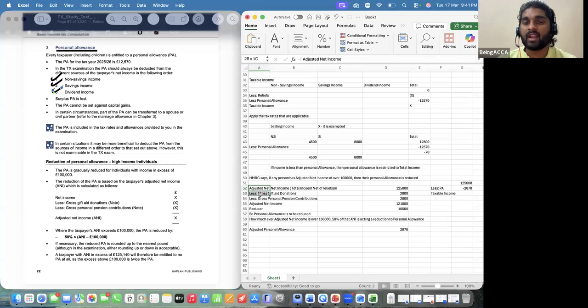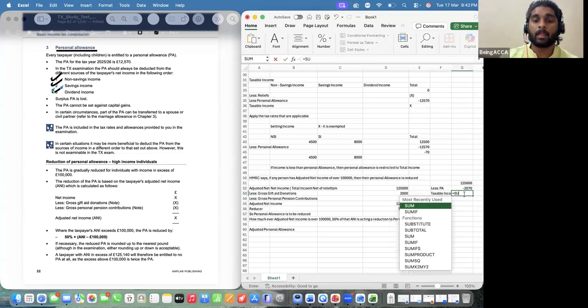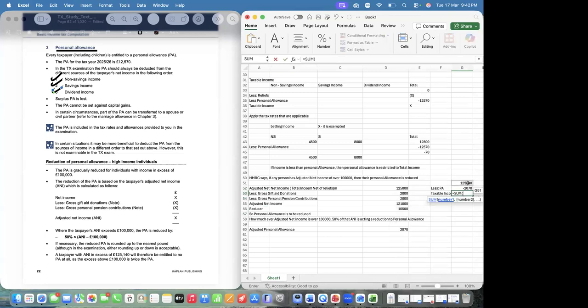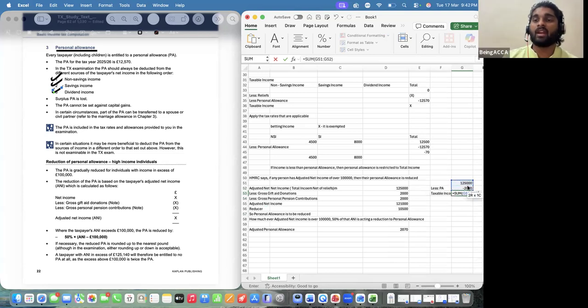Adjusted net income that we calculate, of gross net income minus gross gifted donations minus gross personal pension contributions, is wholly and solely for the purpose of calculating the personal allowance and nowhere related to your taxable income computation. Clear? Yes, sir. Did you make a note of this? Because I have seen many students who have come till the very end of their preparation and also get confused with this concept. So I genuinely want you to make a note of this.